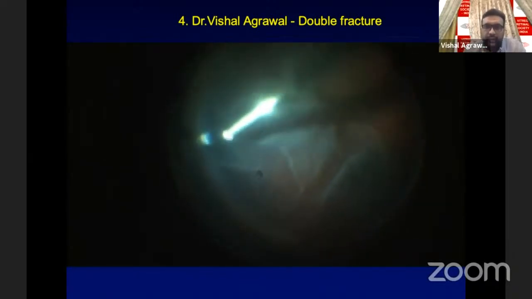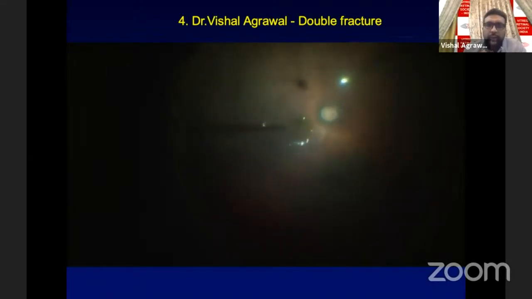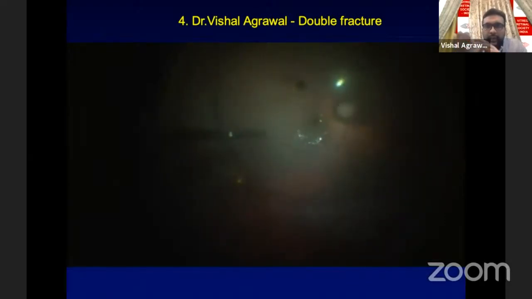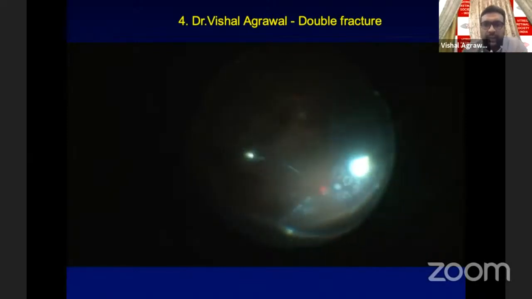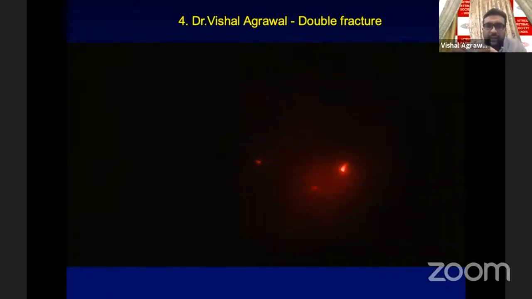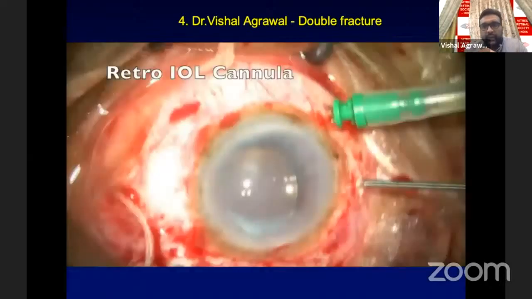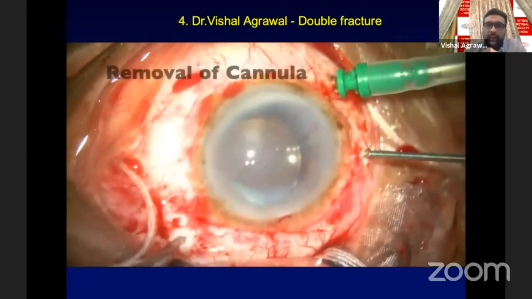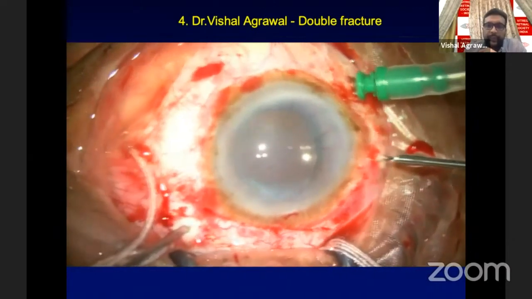It had rugged edges. We proceeded with the vitrectomy, cleared off the vitreous, and then floated the iatrogenic foreign body with the help of PFCL just behind the IOL. We did all the laser part and everything. We completed the vitrectomy. Because of the rugged edges, it created a lot of breaks in the periphery. And you can see the floating cannula behind the IOL, and we did a handshake technique and removed it finally.